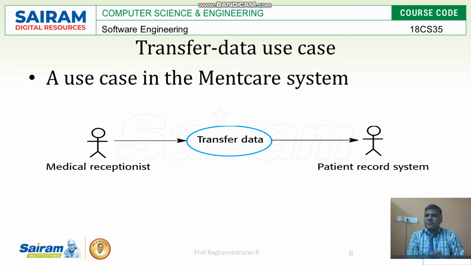These diagrams are written basically to understand what exactly the function is going to do. So here, transfer data is the function. Transfer data from where to where? The medical receptionist is going to transfer the data to the patient record system. Very clear information is there in this. Like this, even while explaining this concept to the customer from the developer side, it is very easy. Everybody can understand this particular concept, right?